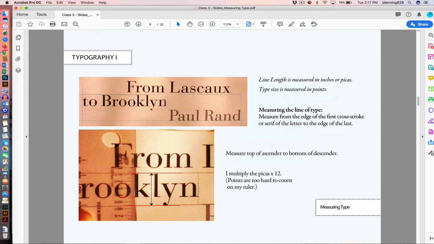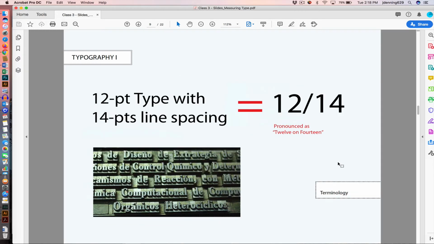When you're measuring in points, you're going to measure from the top of the ascender to the bottom of the descender. And then you measure it in picas and multiply it by 12 because points are too hard to count. So 12 points of type equals 14 points of line spacing, and it's pronounced 12 on 14.